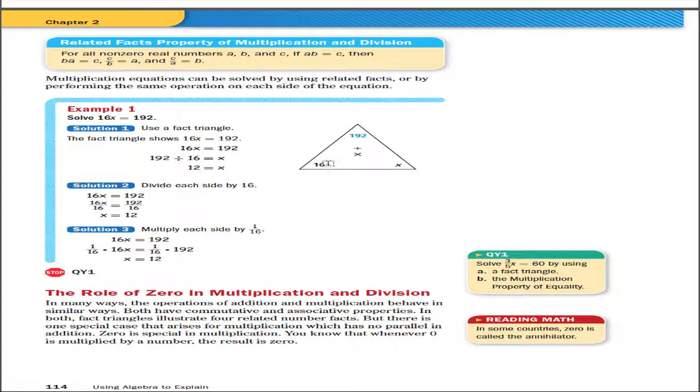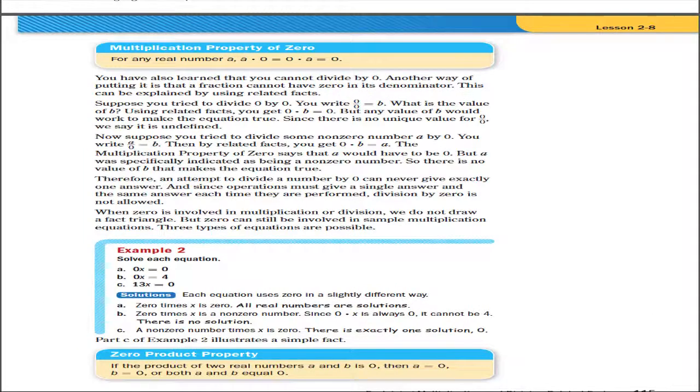The next thing to talk about here is this role of 0 in multiplication and division. 0 is, in some cultures, called the annihilator. You multiply something by 0 and it all goes away. It just becomes 0. Any number multiplied by 0 is equal to 0. This is kind of a useful thing when we're dealing with some equations, and it might help us to resolve some things and eliminate some terms.